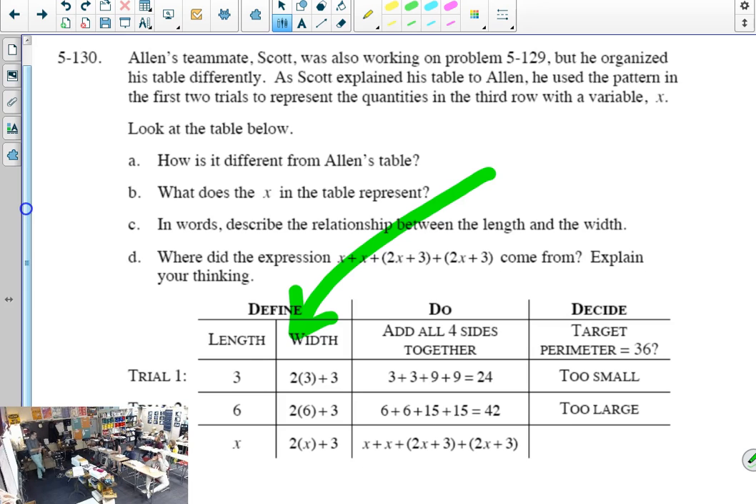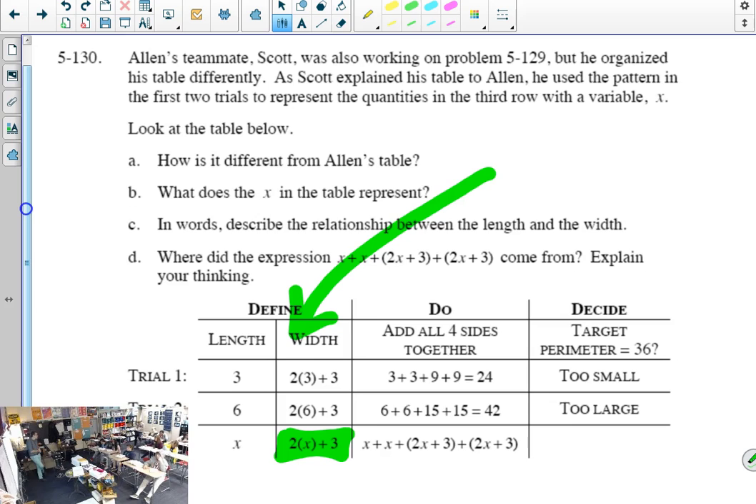Who can describe what they did? Jeremy? They multiplied the length by 2 and then added 3. They multiply the length by 2, and then they add 3.